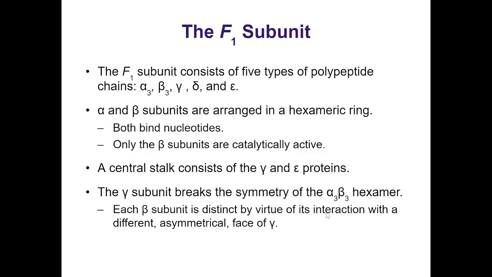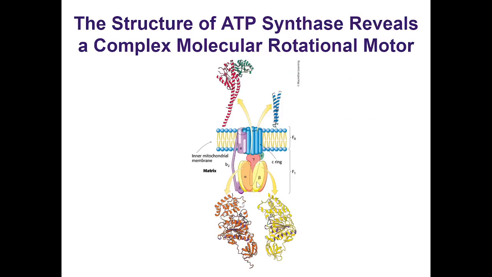The gamma subunit is going to break the symmetry of the alpha 3 beta 3 hexamer. Each of the beta subunits is going to be distinct by virtue of its interaction with a different asymmetrical face of the gamma. We can't see it here because this one's from the side. We'll see it better in the next figures, but this gamma is actually going to break that symmetry. You can kind of see it, but not well. This was that asymmetry, by the way. You see the asymmetry? Kinda. Maybe. See the little gap? It goes like that.